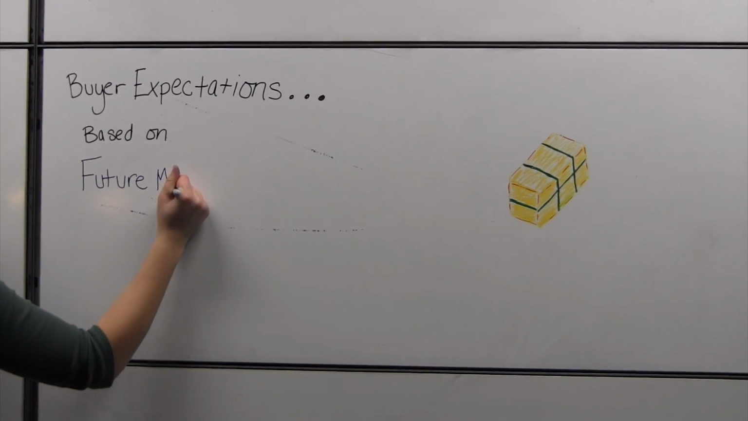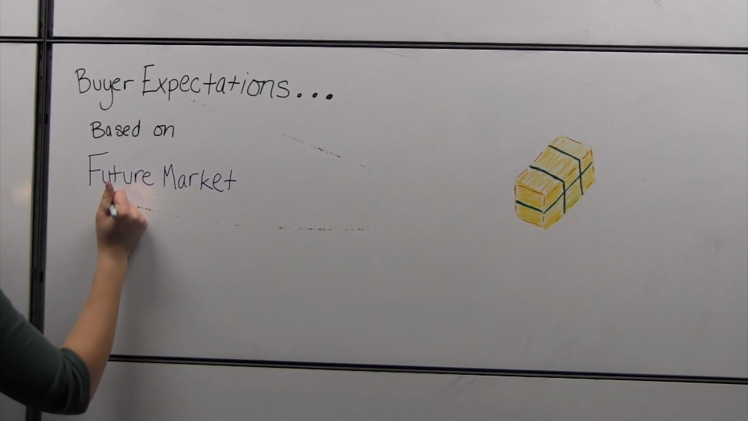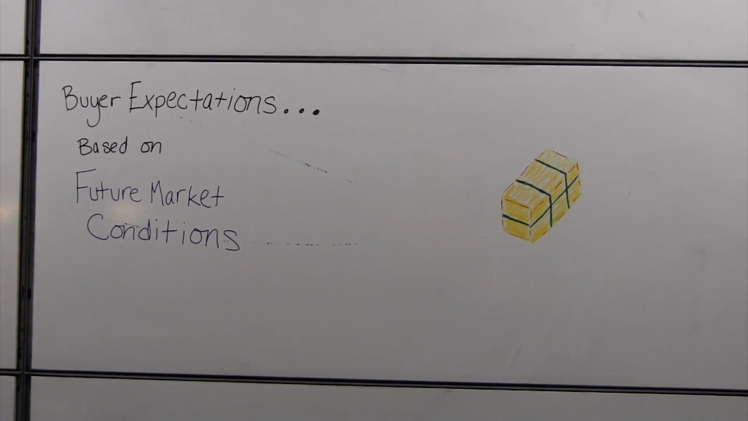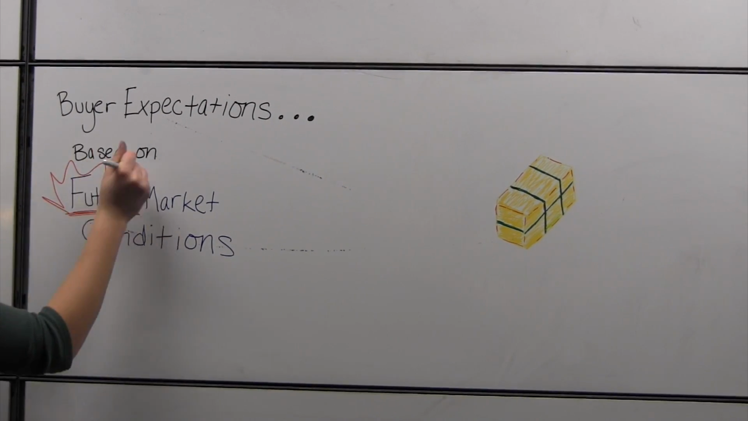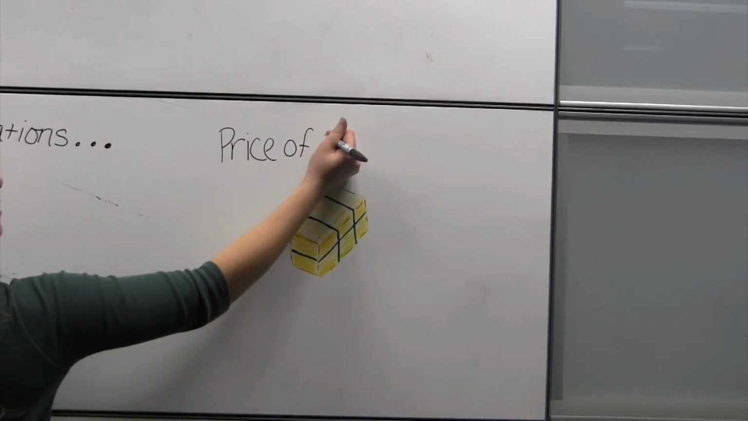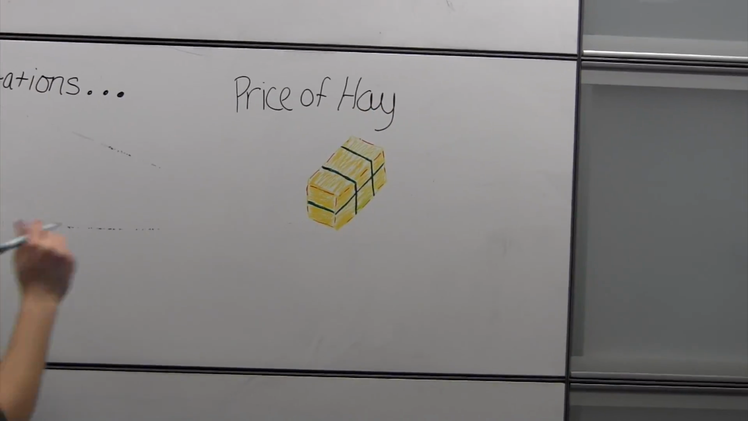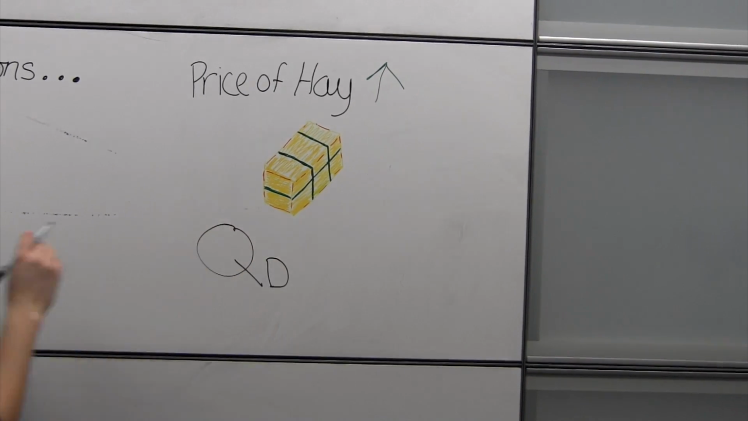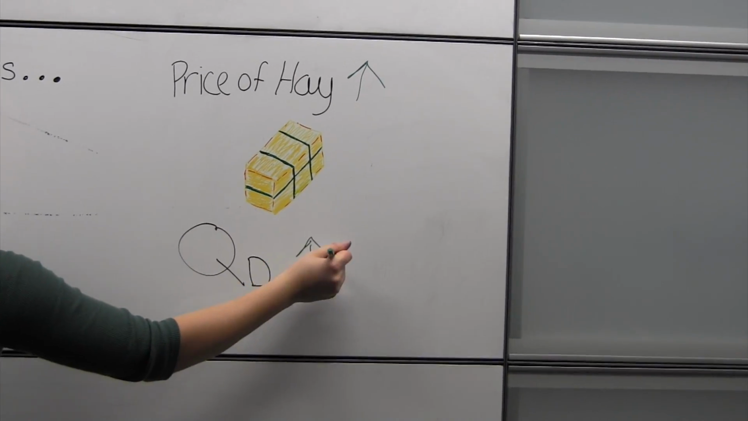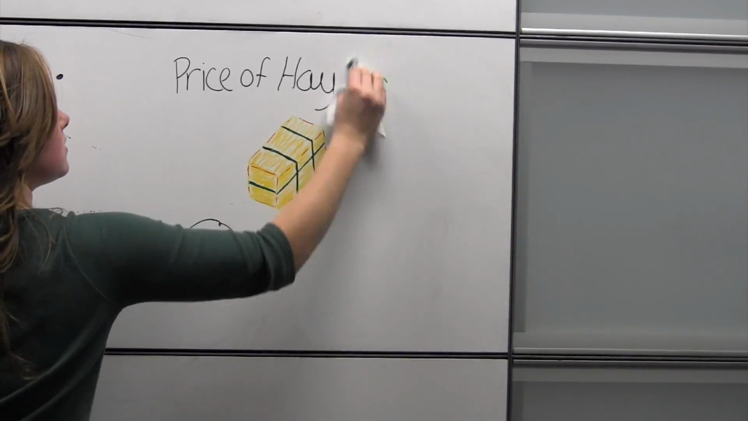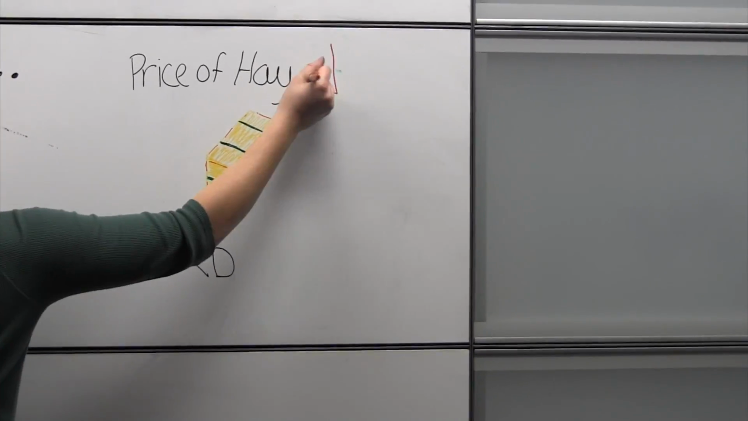Take hay, for example. If dairies are looking to purchase more hay to feed their cows for milk production, and they believe that the price will increase in the future, the quantity demanded will go up. If the price of hay is expected to decrease, quantity demanded will also decrease because the dairies will wait until the price of hay drops, so they can save money.